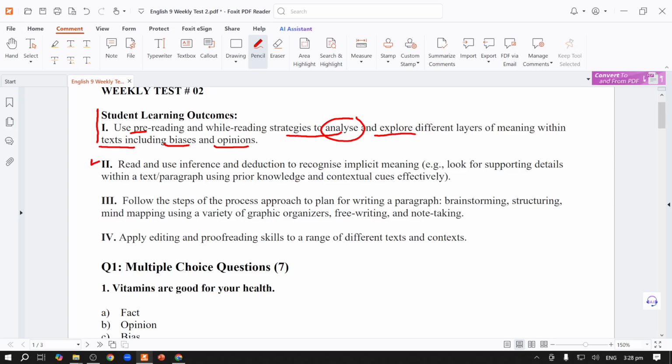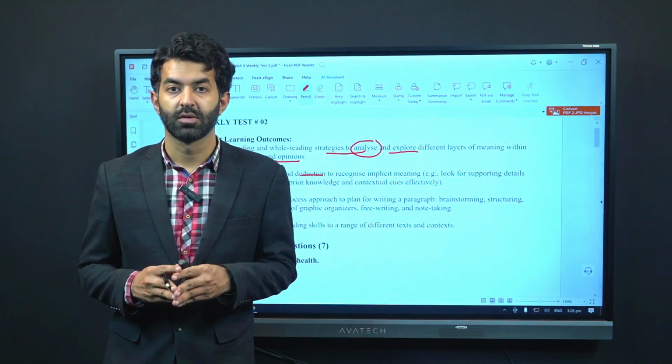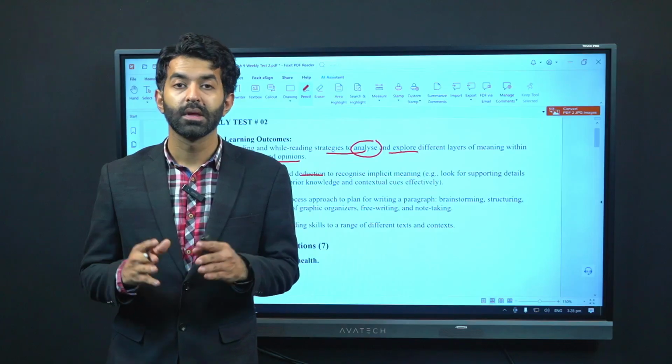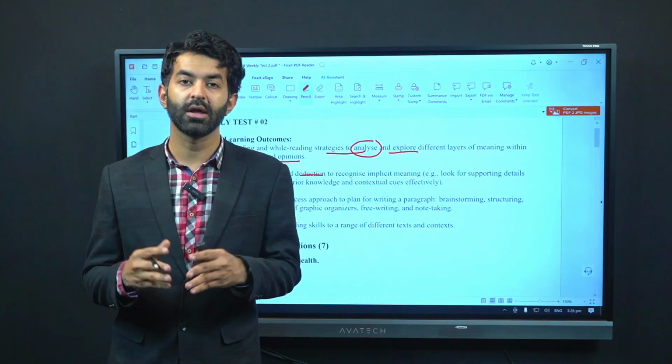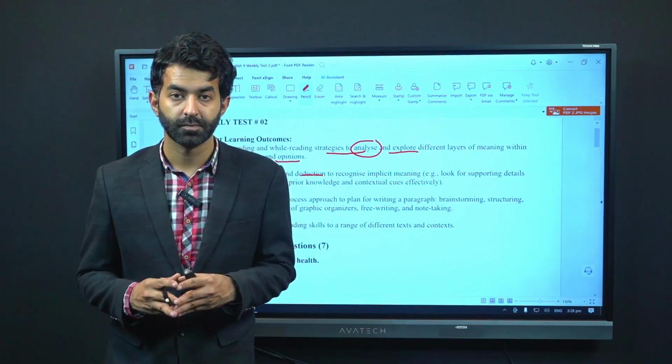SLO number 2 is read and use inference and deduction to recognize the implicit meaning, which means the implied meaning or hidden meaning, for supporting details within a text or a paragraph using the prior knowledge and contextual cues effectively. Now here the most important thing is inference and deduction. So students, whatever text we read, after reading the text, we can answer the following questions.